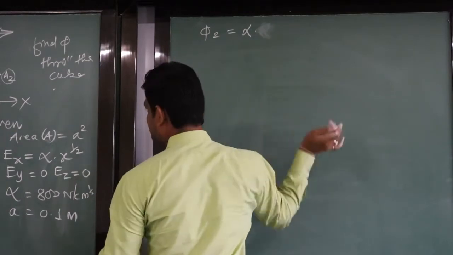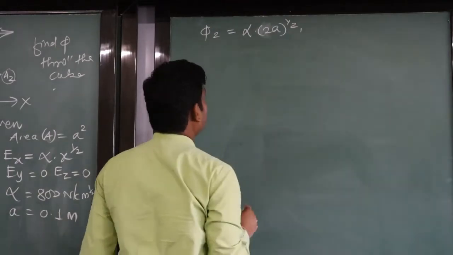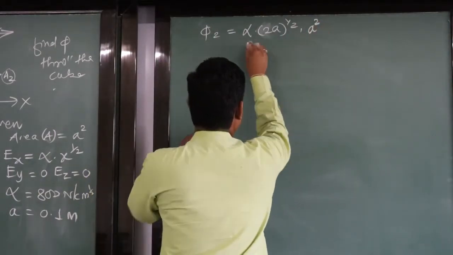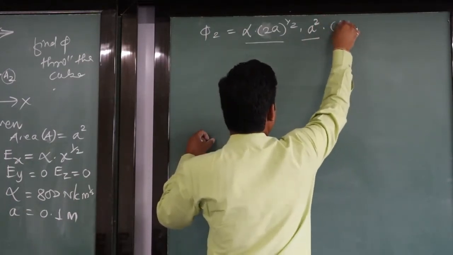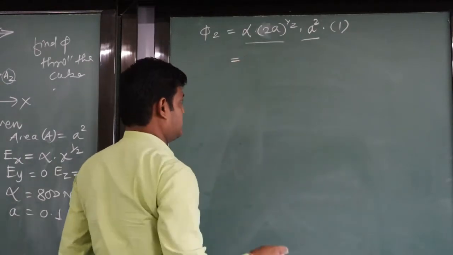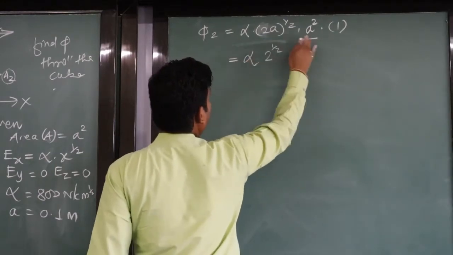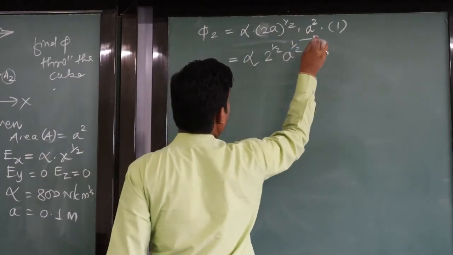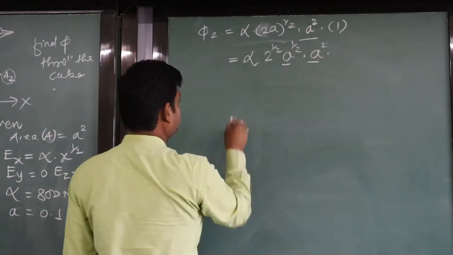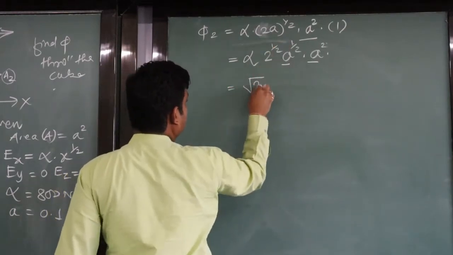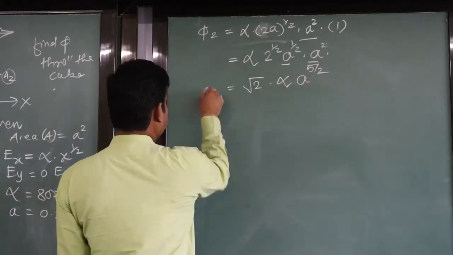The value of x2, that is 2a, that is 2a raised to half into small a square. This is the value of E, this is the value of A. Now cos 0 is 1, so this is your answer. So alpha 2 raised to half, a raised to half into a raised to square. So the base is same, addition of power. So we can write 2 raised to half means √2 alpha, again a raised to 5/2. So this is the flux 2.